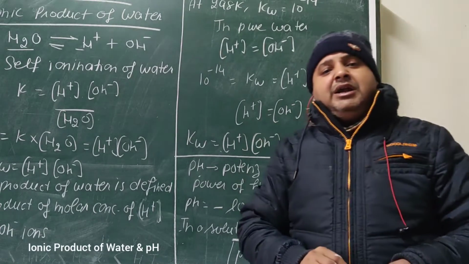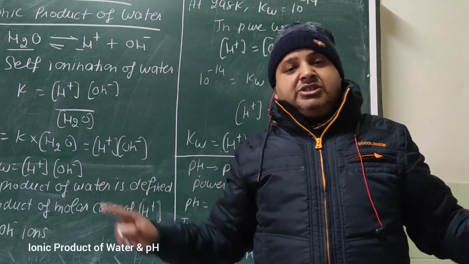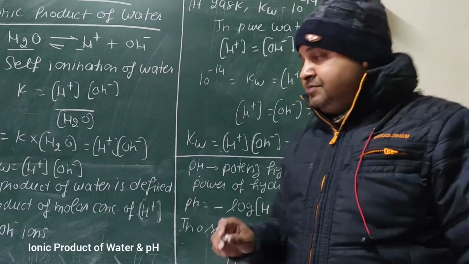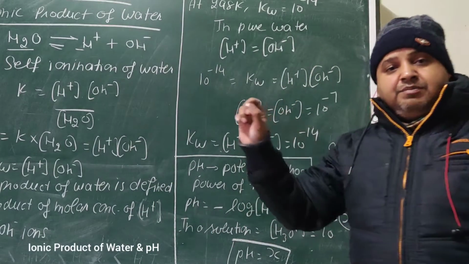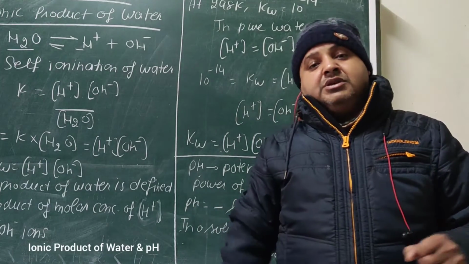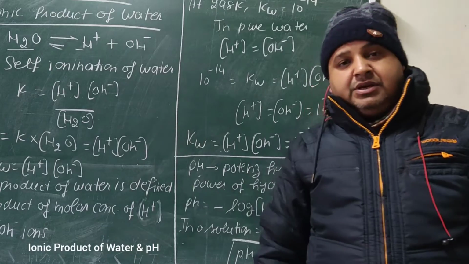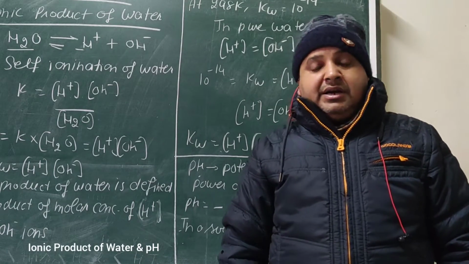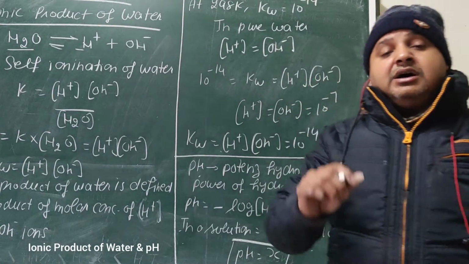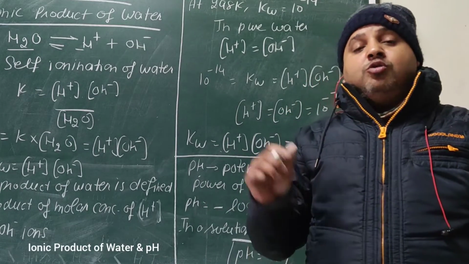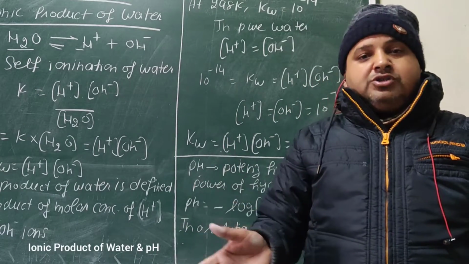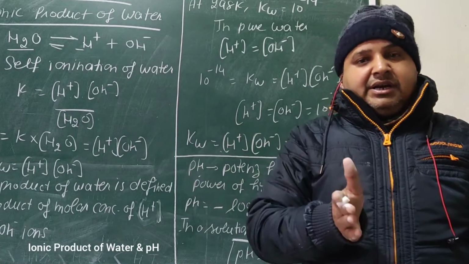So now, depending upon the pH, we can make a pH chart, a pH table. In that, we will take values from 0 to 14. That 0 to 14 will identify which values are acidic, which are basic, and which are neutral. So below 7 it is acidic.